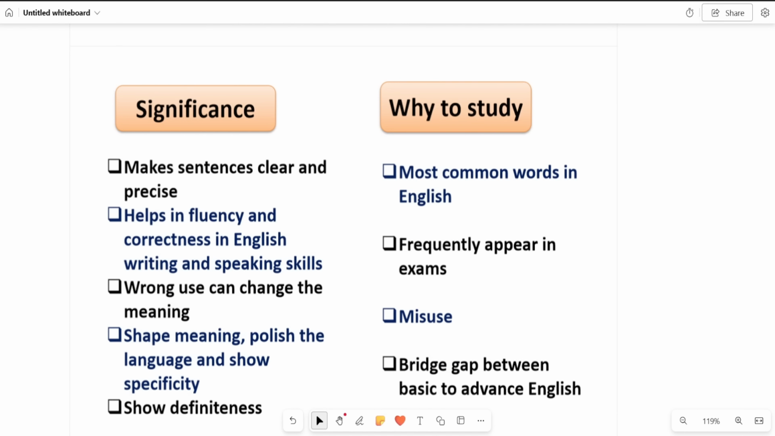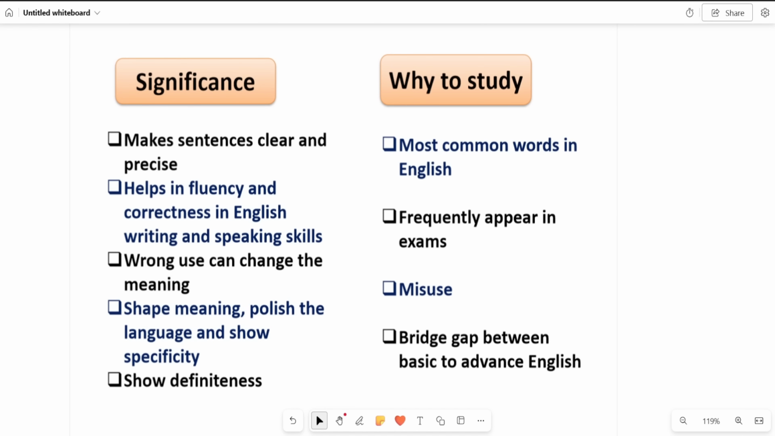Now see, rather than understanding all the rules first, we should understand why we are studying this. What is the significance or importance of studying articles? The first thing, they make sentences clear and precise. Second thing, they help us with fluency and correctness in English while writing and speaking. Whenever we write and while speaking as well, we should convey our meaning exactly and properly, so these articles help us to do that. Sometimes we use wrong articles and they change the meaning completely. So that's the reason we have to understand articles as well. They shape meaning, they polish our language, and they show specificity.